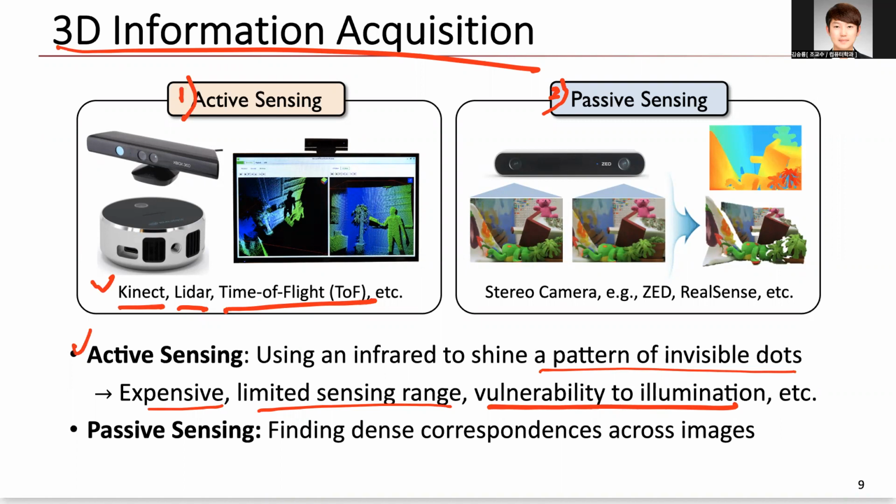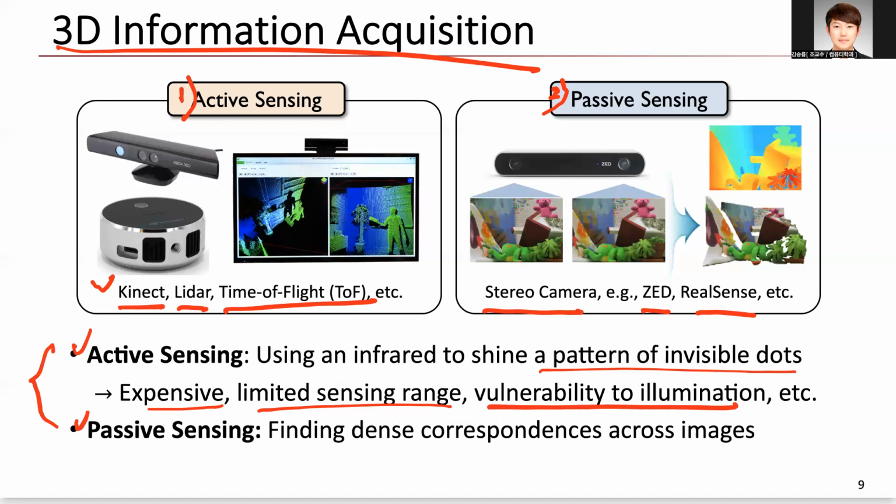Another 3D information acquisition technique is passive sensing. Passive sensing means we can find out 3D information from multiple images or single images. For example, with a stereo camera, or for example ZED or RealSense, by finding the depth correspondences across stereo images, we can find the depth information, as we discussed last week, right? So this is one of the passive sensing ways.